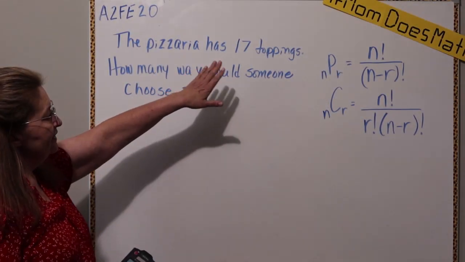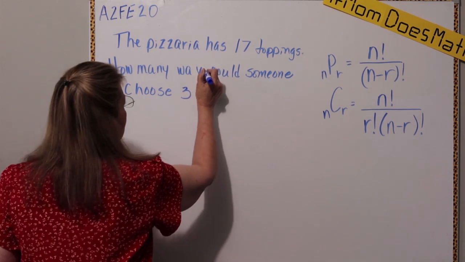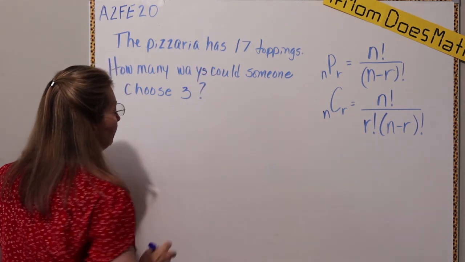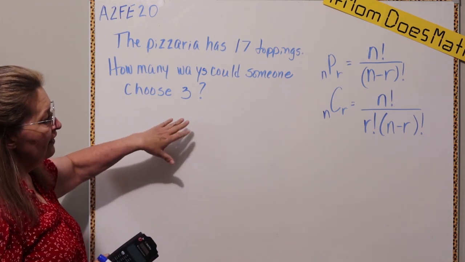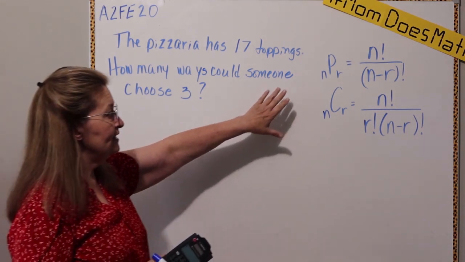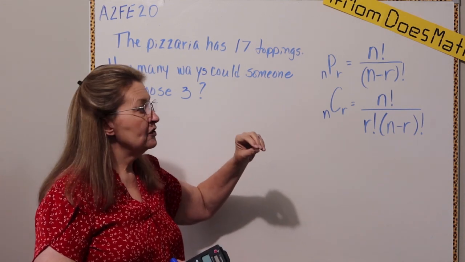The pizzeria has 17 different toppings. How many ways could someone choose 3? Now, obviously, this is a combinatorics problem. The hardest part is deciding: is this a permutation or a combination? So real quick, let's go over that.